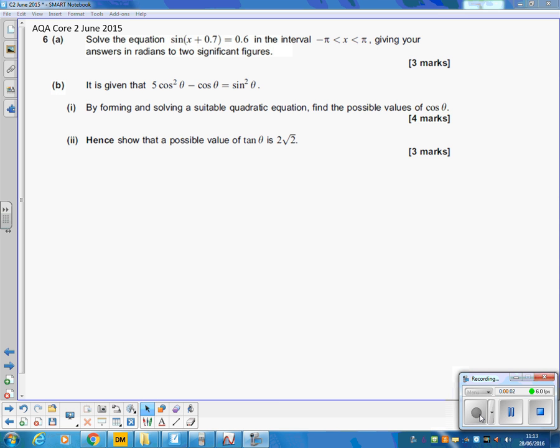Now we're going to look at 6b. Now this isn't actually in any way related to 6a if you have a look at them. Sometimes they are, so do watch out for that in trick questions. Okay, so they've given us an equation. It's giving us some hints here.